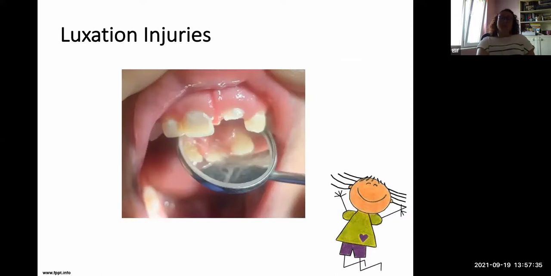This is an intrusive luxation. The tooth is intruded over 3 millimeters to the succeeding permanent tooth.